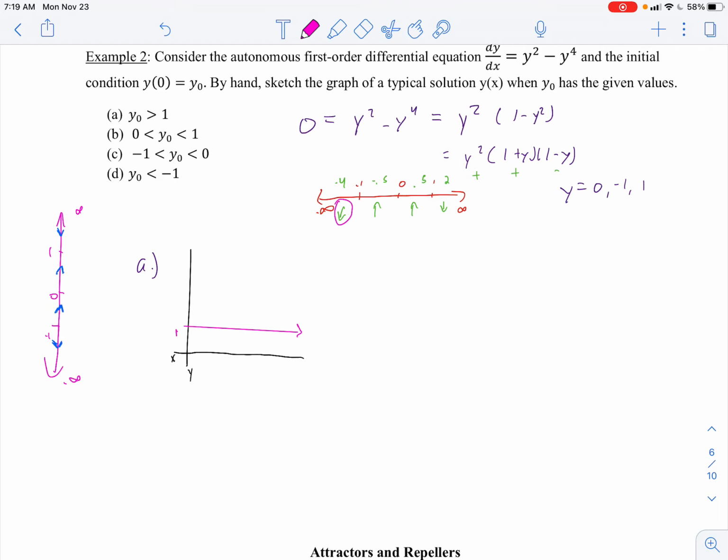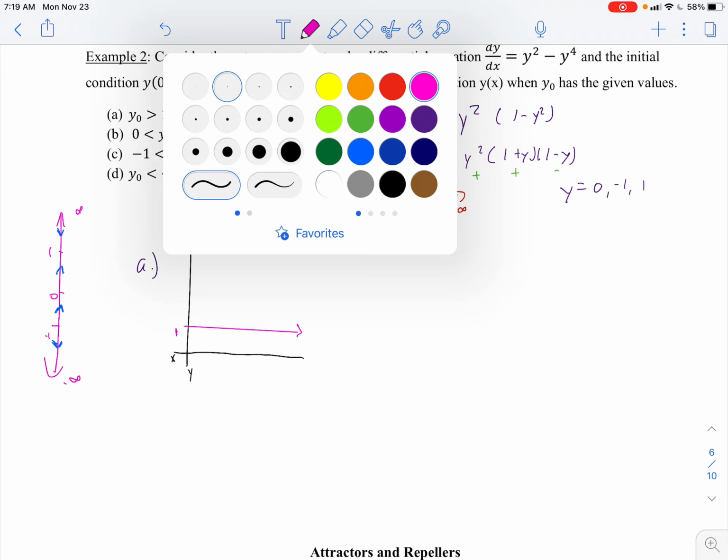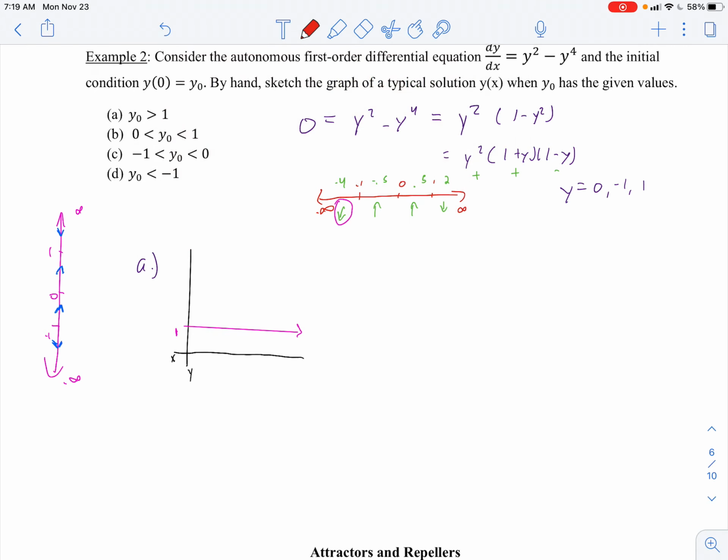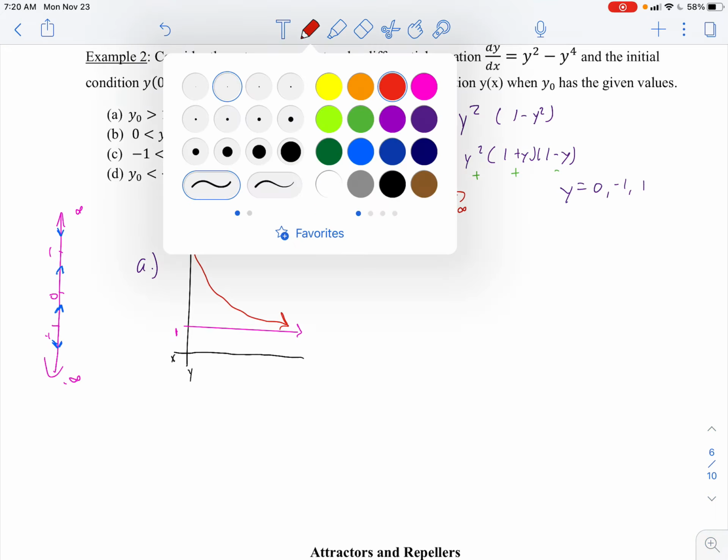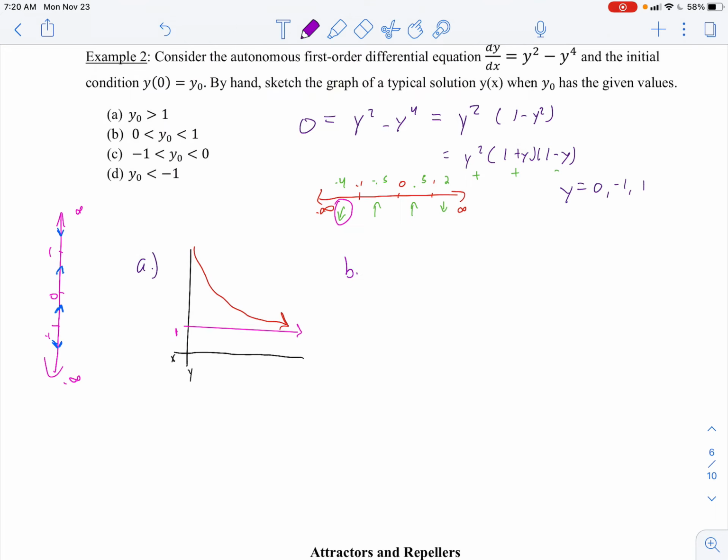That should be straight. So if that's at 1, and we're starting above 1, we know that since 1 is a solution to the differential equation, it's going to be constant at 1. So if we're starting above 1, then our graph is just going to start above there, and then it's going to tend towards 1. If we do B, and now we're between 0 and 1, let's go ahead and draw another graph.